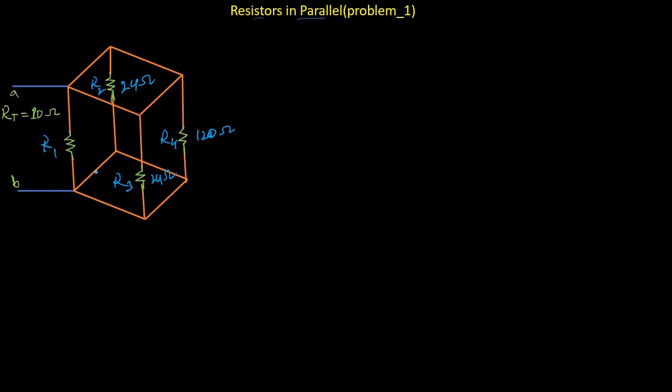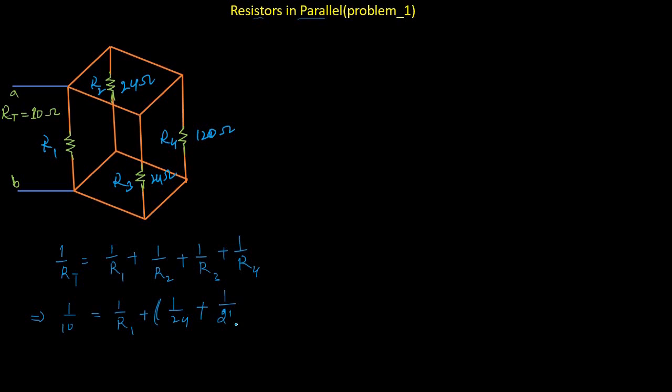Now, as we know, the equivalent resistance of this parallel network is 1 divided by RT equals 1 divided by R1 plus 1 divided by R2 plus 1 divided by R3 plus 1 divided by R4. So 1 over RT we already have, which is 10 ohms, equals 1 divided by R1 plus 1 divided by R2, R2 is 24 ohms, plus R3, which is also 24 ohms, plus 1 over R4, which is 120 ohms.